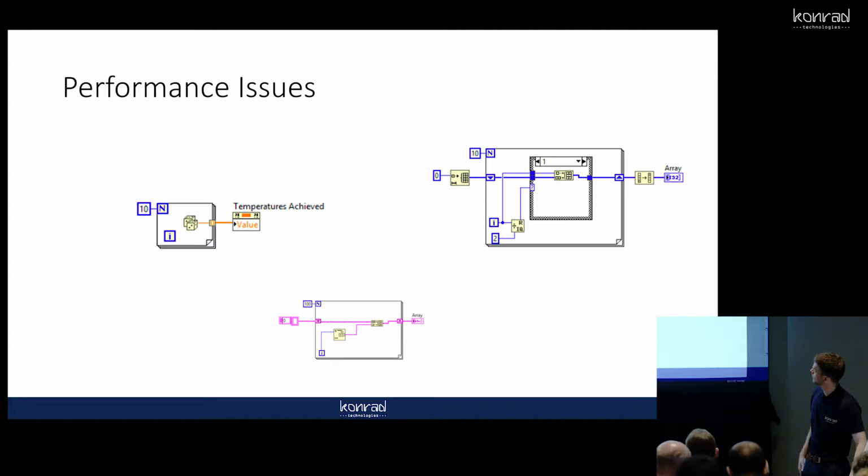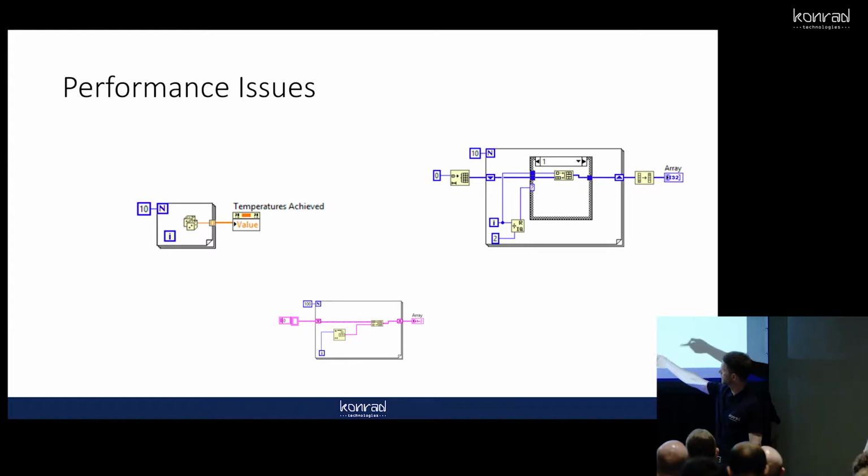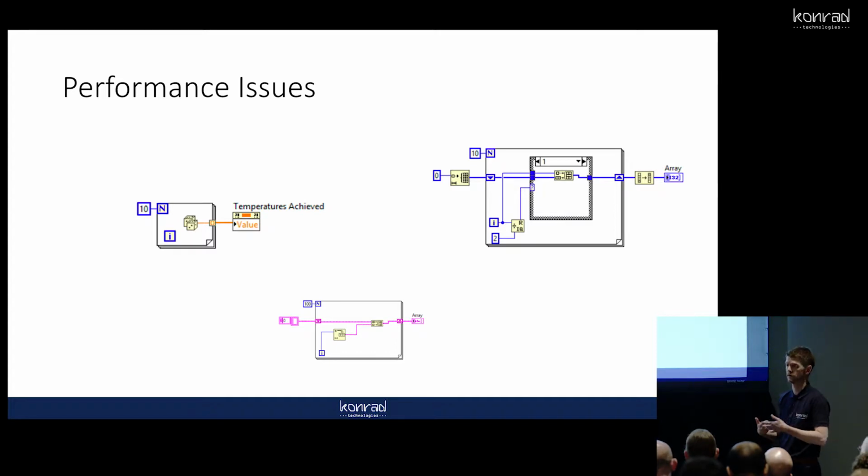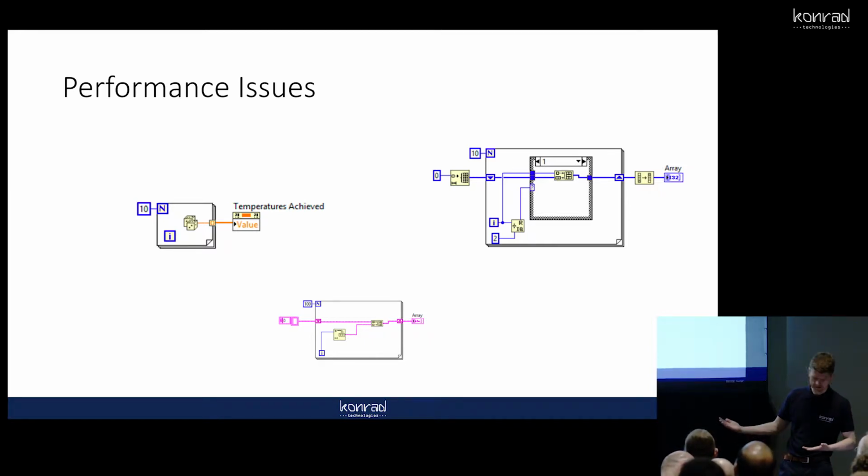So in the case of the first one, here I've got an empty array, I'm passing it around a loop, and I am appending data to that array. So each loop iteration, the array is increasing in size. That means that frequently, LabVIEW is having to make calls to the Windows memory manager to reallocate memory. So it's suboptimal. It would be far better to pre-allocate an array and then replace an element within that array with my new data. So that was an example of a performance issue.